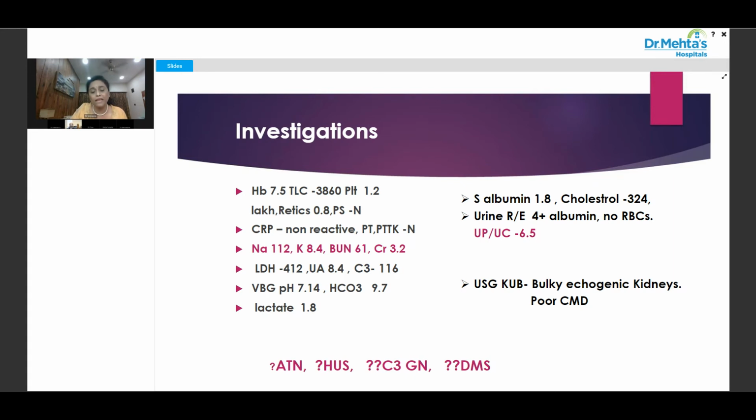Upfront, when we came across this child, we first thought it may be an ATN, the usual stuff. But when we recognized the nephrotic status and 4+ albuminuria, we thought maybe it is HUS. But then the HUS workup showed no picture of MAHA-like situation. So we thought it's possibly C3GN, but C3 was 116, normal. It still could be a possibility because sometimes there is no quantitative defect but there's a qualitative defect.